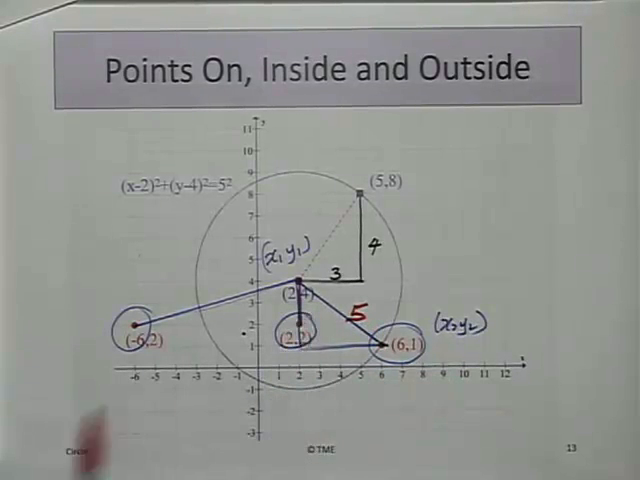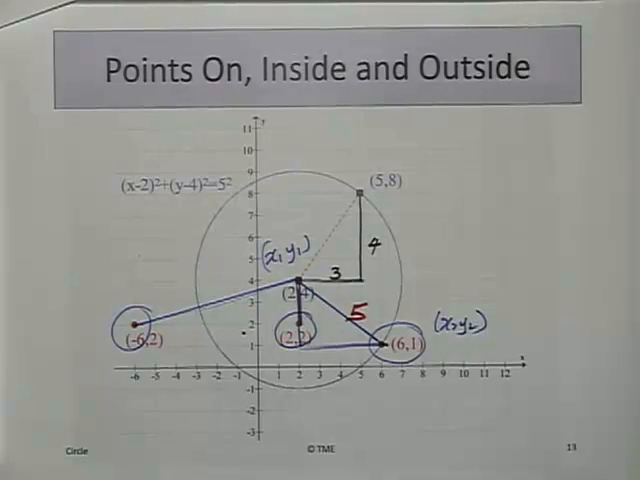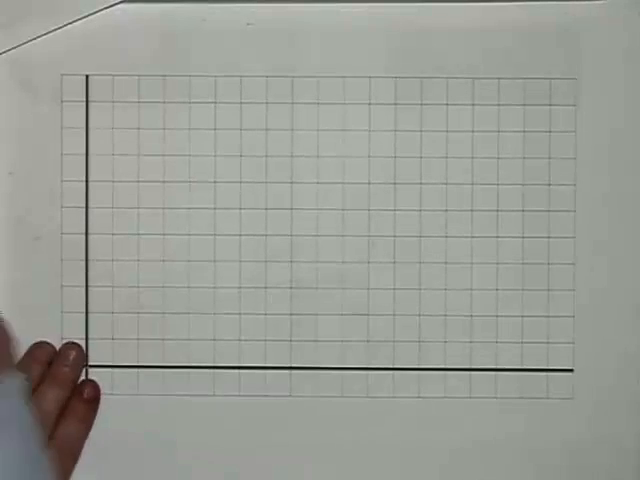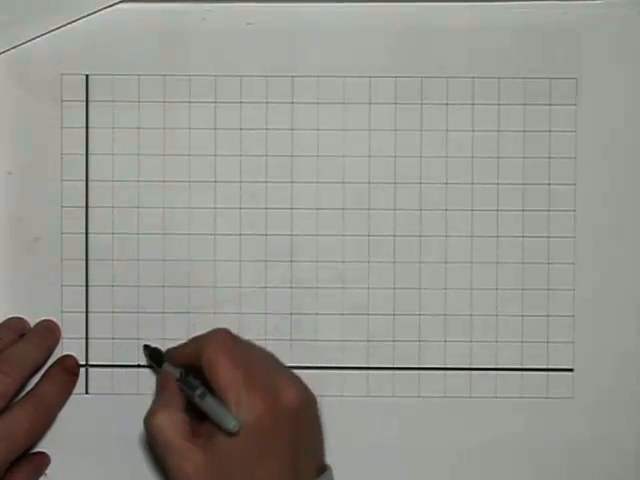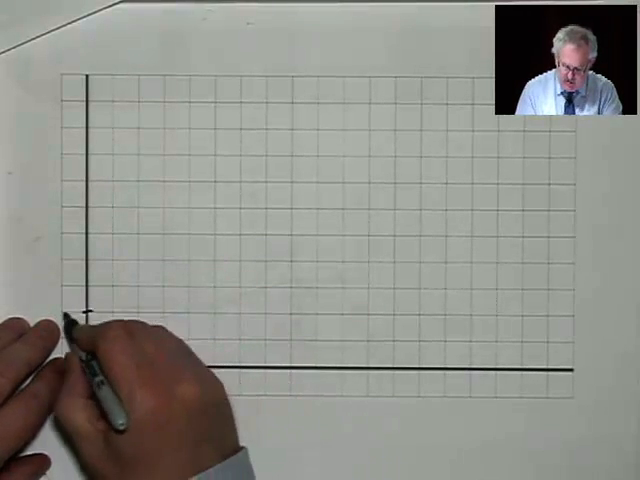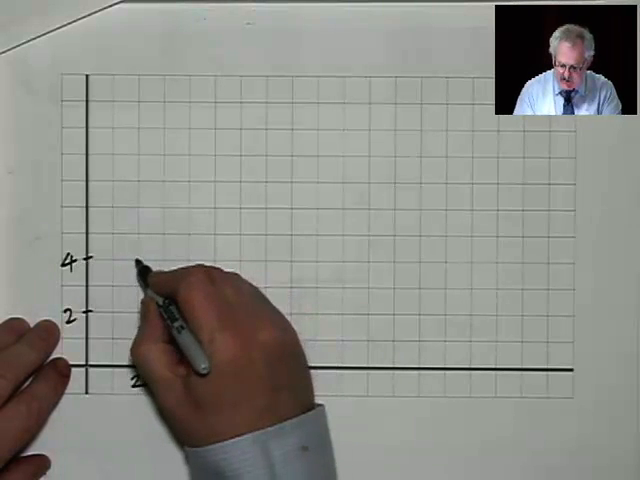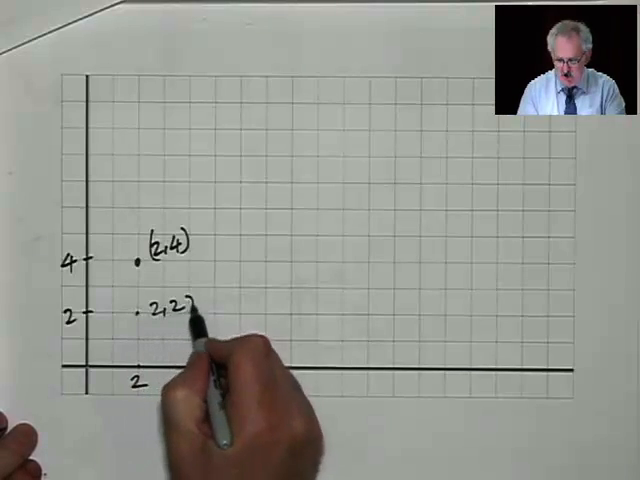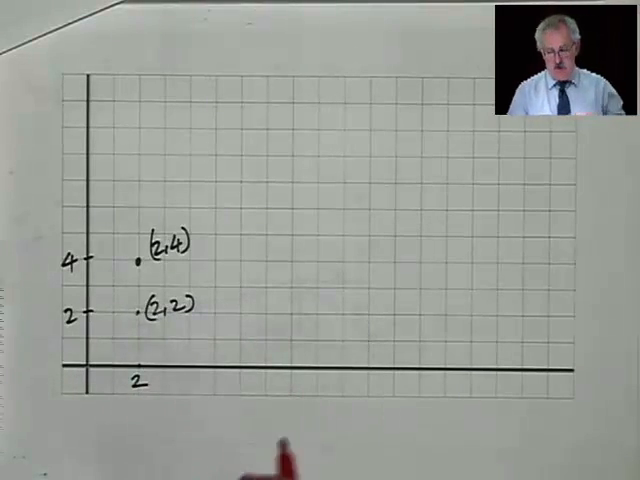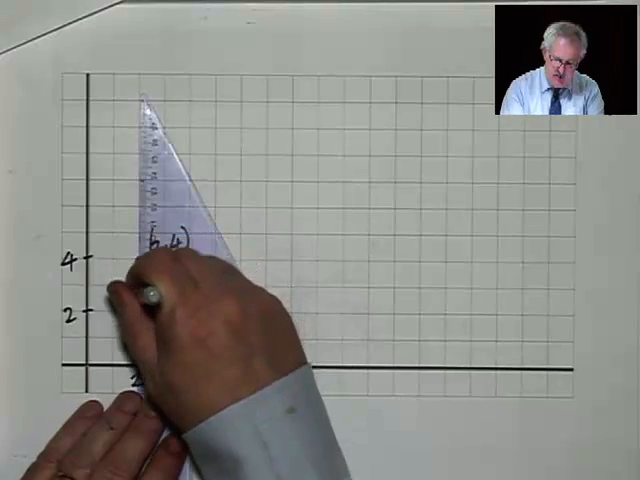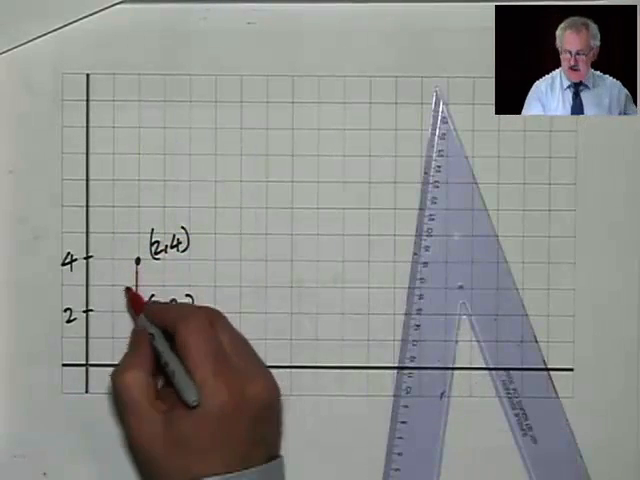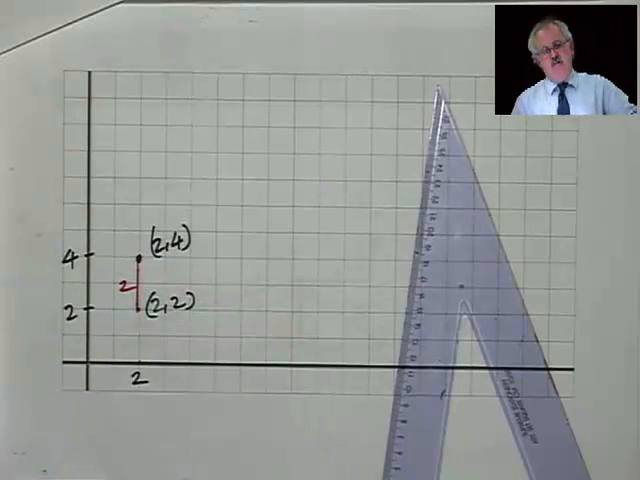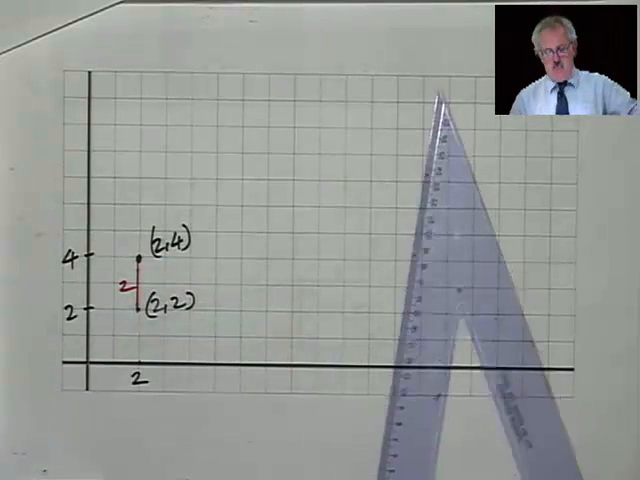What about 2, 4 to 2, 2? Same idea again. I could do it visually. 2, 4 is here. And this time I want to go to the point 2, 2. Well, this is only moving in one direction. I only have to move south. And the distance between 2, 4 and 2, 2 is 2. And 2 isn't far enough away from the center to be the radius.